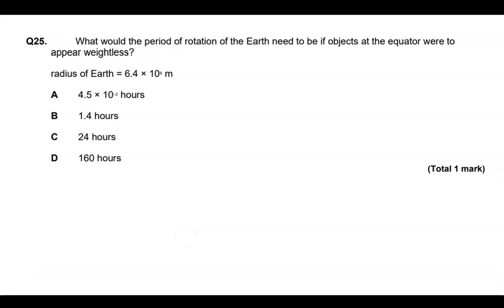What period of rotation of the Earth would be needed if objects at the equator were to appear weightless? And they've given you a radius of the Earth. Alright, so let's jump across. What I have then is a scenario whereby we've got the Earth and we're on the equator, and an object on the equator is weightless.